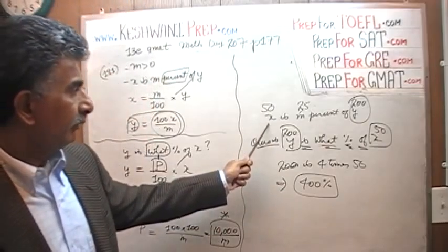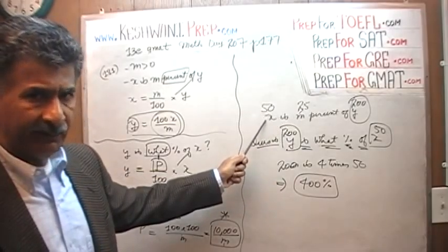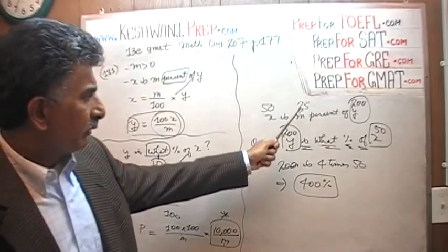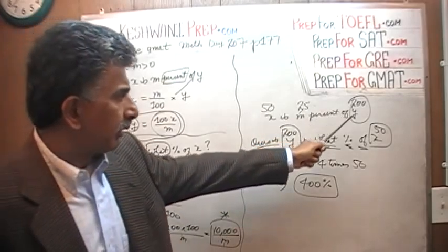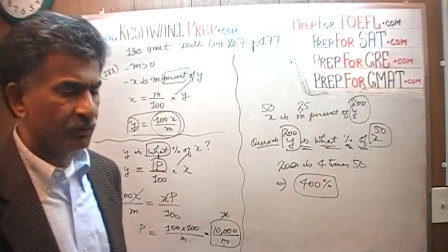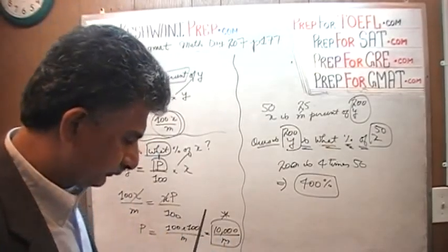All we have to do is go through all the answer choices. Wherever we see x, we're going to replace it with 50. Wherever we see m, we're going to replace it with 25. Wherever we see y, we need to replace it with 200, until we hit upon an answer choice that gives us 400. Let's do it, shall we? Let's do it on the top.